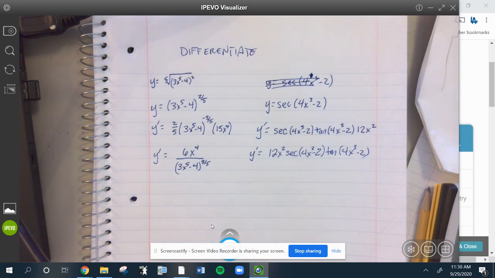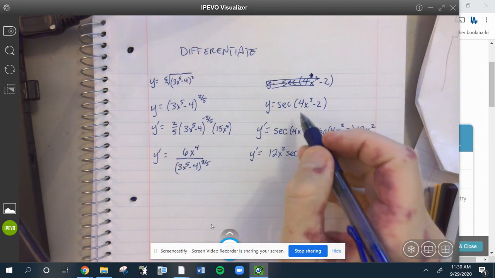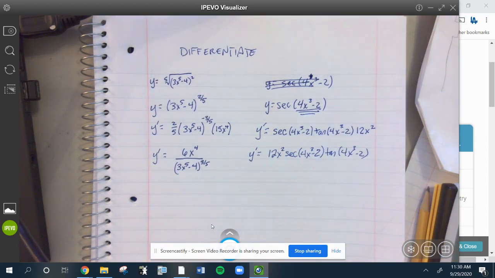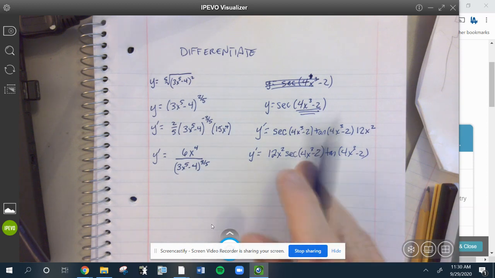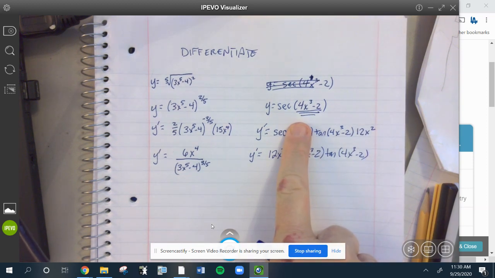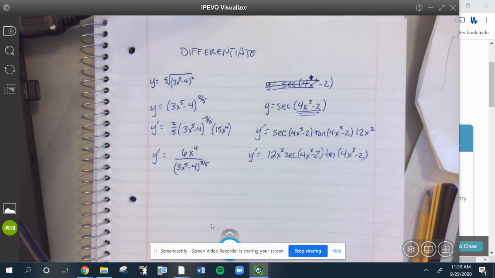Whenever you have a trig function, and you always have a trig function of an angle, so identify the angle. The angle is 4x cubed minus 2. Make sure when you look at your answer, every trig function has that angle attached to it. What some people forget to do is, when they say, oh, secant tangent, they'll just write secant tangent 4x cubed minus 2. That doesn't make any sense, really. So it has to be secant of this angle, tangent of this angle.